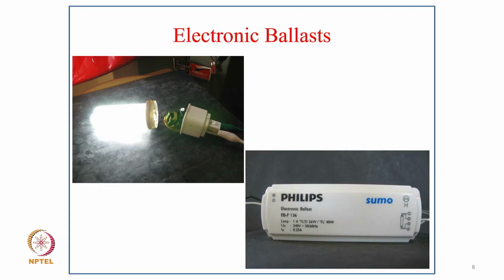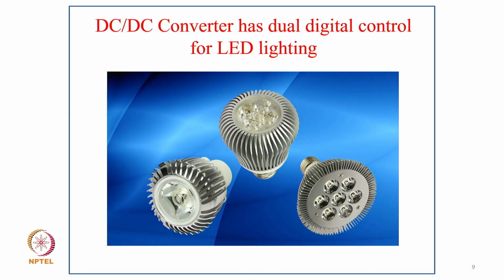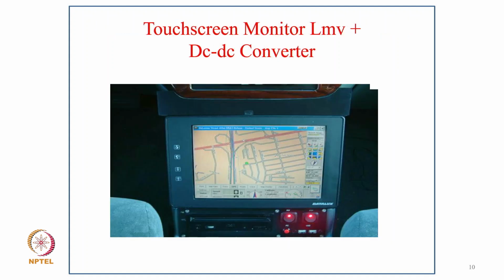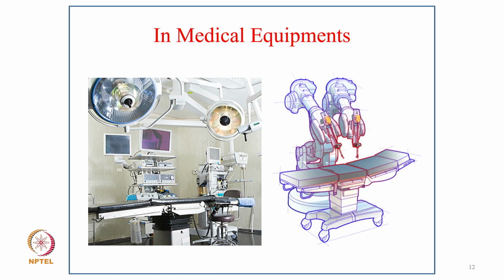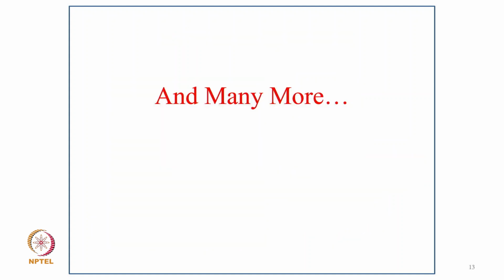Then electronic ballast, typically earlier in CFL and nowadays in LED lighting systems. You can see a DC converter with a dual digital control LED lighting system. Then a touch screen monitor, where the DC converter is controlled digitally. Then using a DC converter to power lasers. Then in medical equipment, DC converters are very extensively used for most of the electric parts which are normally operated by DC supply, and many more.